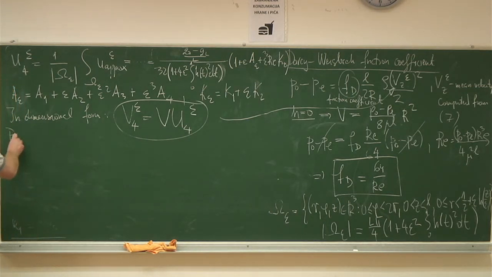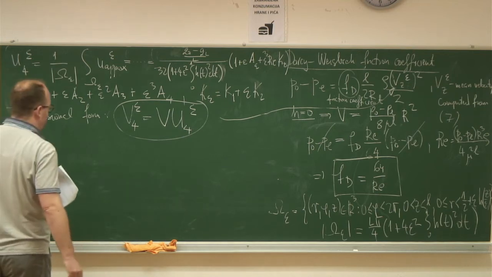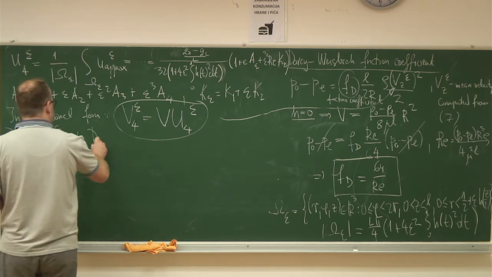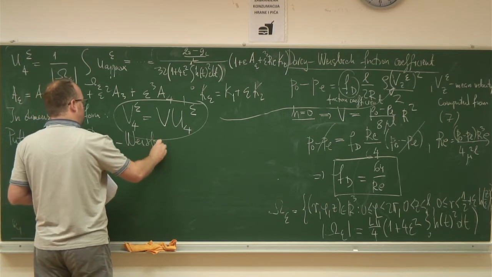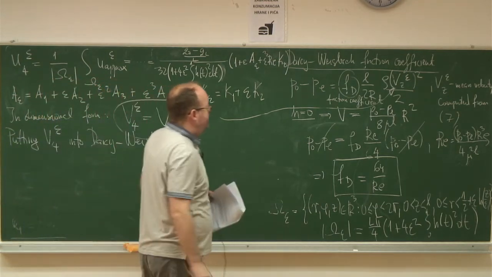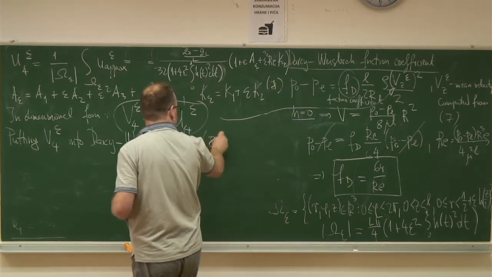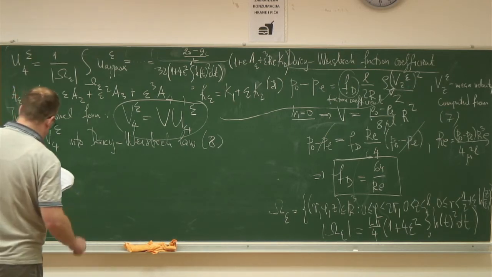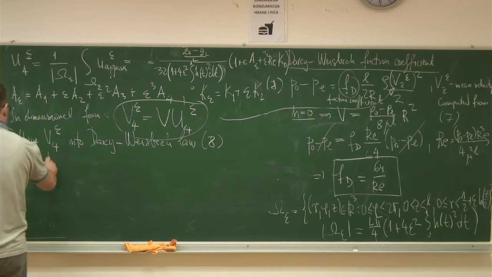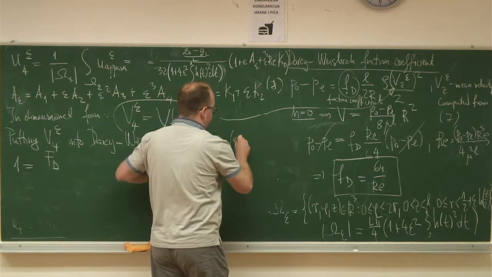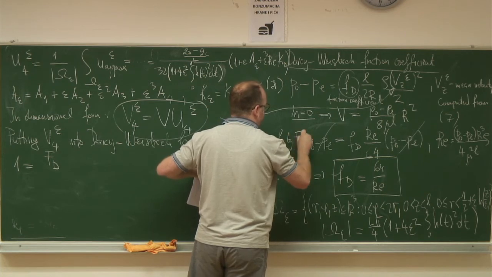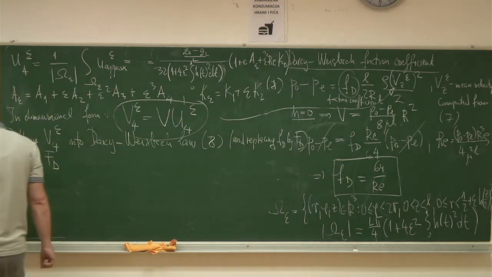So putting this into the Darcy-Weisbach law 8, and this should be labeled 8, we obtain this, and replacing FD by capital FD, we obtain the following.